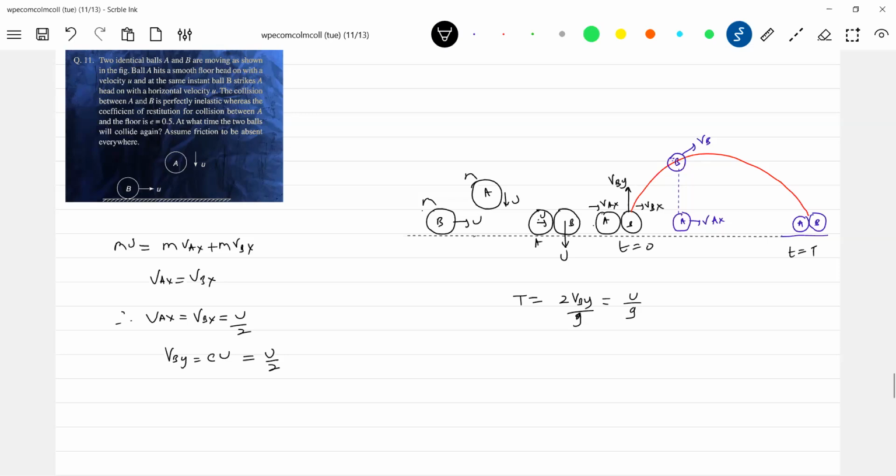Coefficient of restitution is defined only for a pair of colliding surfaces. It is defined only for a pair, not for all three, A, B, and ground. What is the coefficient of restitution? No, it's undefined. It's defined only for a pair of colliding surfaces, between A and B, or between B and ground.